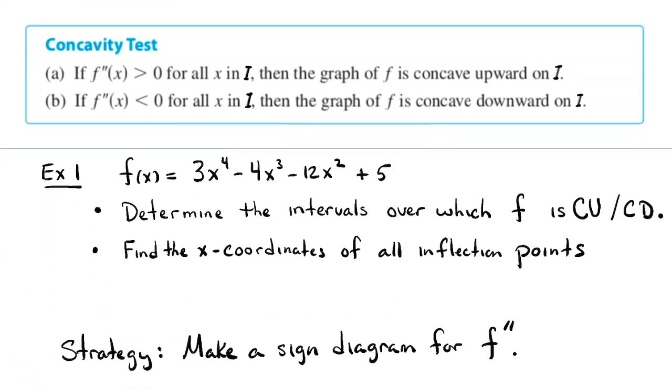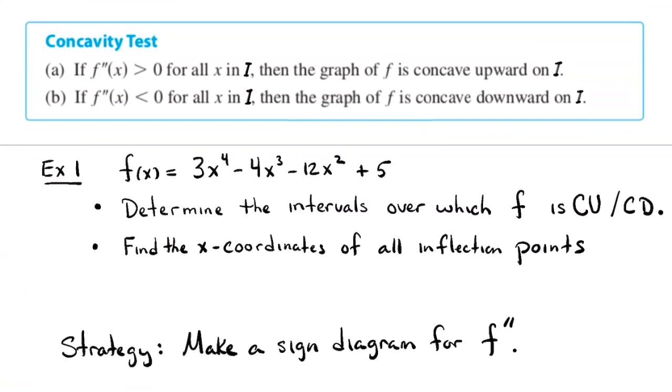So let me scroll up here and show you what I mean by the concavity test. So the concavity test, again, it's very nice. If the second derivative is positive everywhere in your interval, then your function's concave up on that interval. If the second derivative is identically negative on the interval, then it's concave down. So again, I like this because it fits well in my brain anyway. Positive up, negative down, okay?